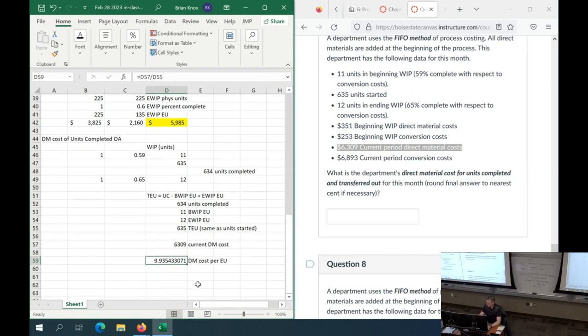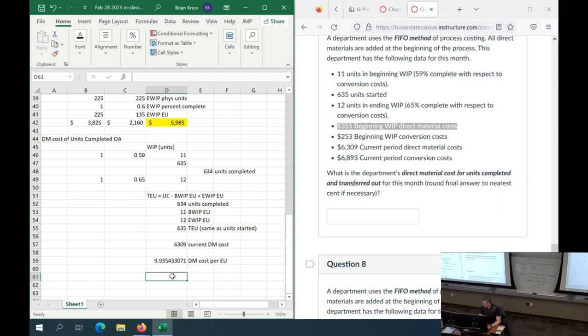Make sure we don't go into a rounding problem, given the way Canvas grades things. Okay, so now we are at the point where we started all the other problems. We have the rates. Now we have to do our step 3 stuff. This is asking for units completed here. And so we need to figure out the work done this period and multiply it by this period's rate of $9.94, whatever we round to anyway. And then make sure we add in our beginning WIP direct materials cost, which is $351, right here. And then we've solved the problem.